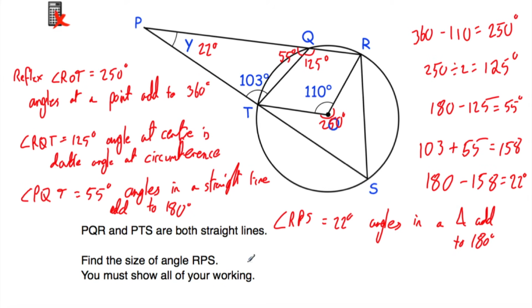So if we were asked to give reasons instead of just our working out, then I would have written down that reflex angle ROT is equal to 250 degrees because the angles at a point add to 360 degrees. I would then say the angle RQT is 125 degrees because the angle at the center is double the angle at the circumference. I would then say the angle PQT is 55 degrees because the angles in a straight line add up to 180 degrees. And finally, I would say the angle RPS is equal to 22 degrees because the angles in a triangle add to 180 degrees. And that's what I would say if I was asked to give reasons. But in this question, it just said to show your working, so that would have been enough on the right-hand side.